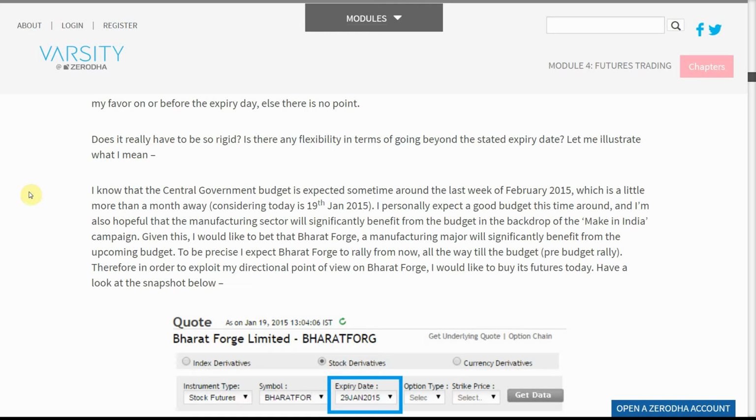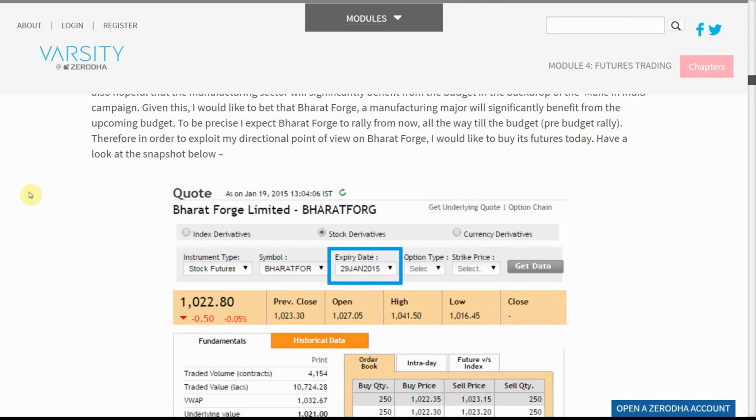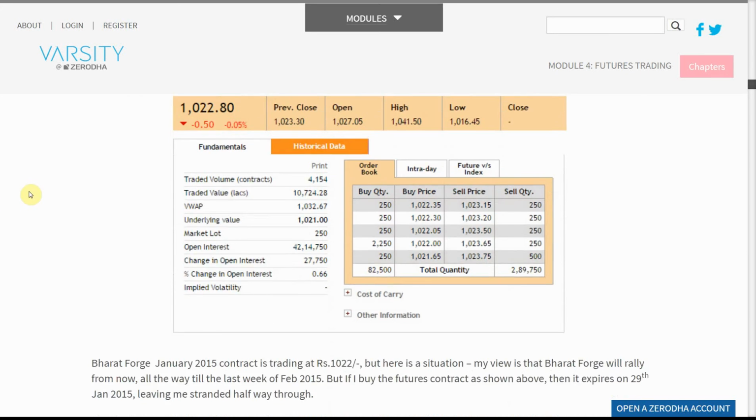And I'm also hopeful that the manufacturing sector will significantly benefit from the budget in the backdrop of the Make in India campaign. Given this, I would like to bet that Bharat Forge, a manufacturing major, will significantly benefit from the upcoming budget. To be precise, I expect Bharat Forge to rally from now all the way till the pre-budget rally. Therefore, in order to exploit my directional point of view on Bharat Forge, I would like to buy its futures today. Have a look at the snapshot below. Bharat Forge January 2015 contract is trading at 1,022 rupees per.